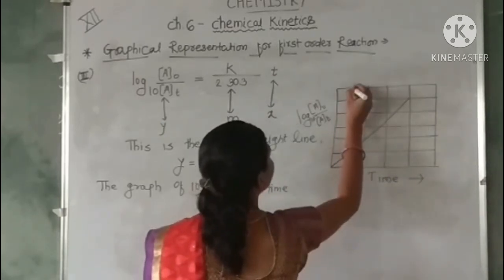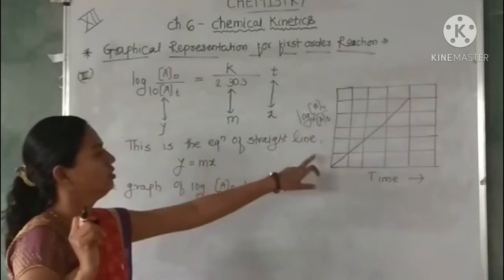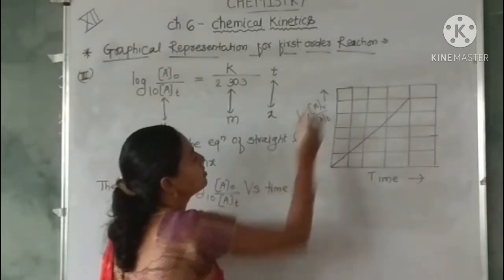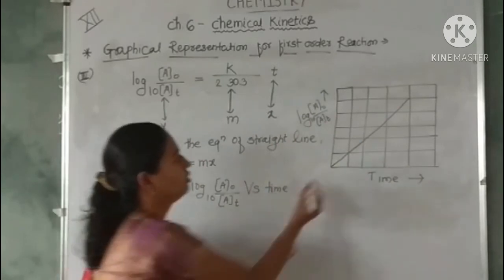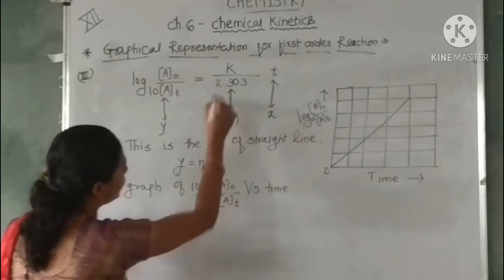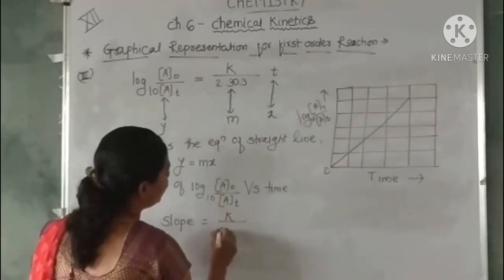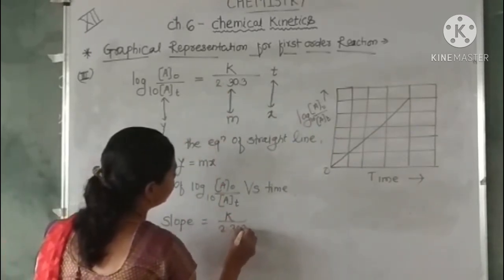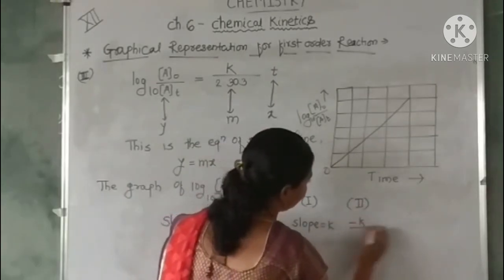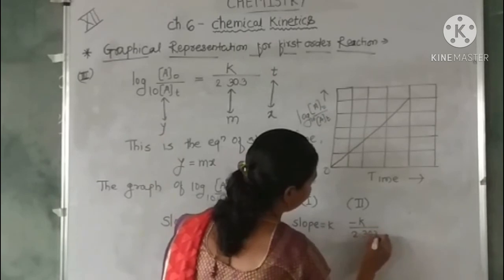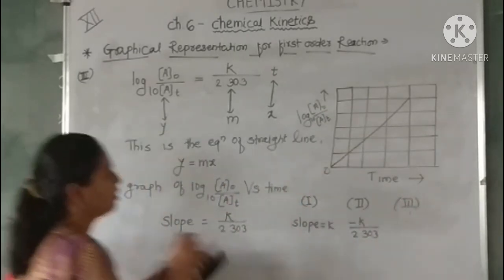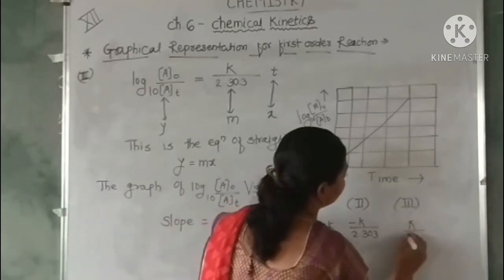The graph looks like log to the base 10 A0 versus time passing through the origin. The slope of this straight line equation is K upon 2.303. The second form has the slope minus K upon 2.303, and the third form has the slope K upon 2.303.